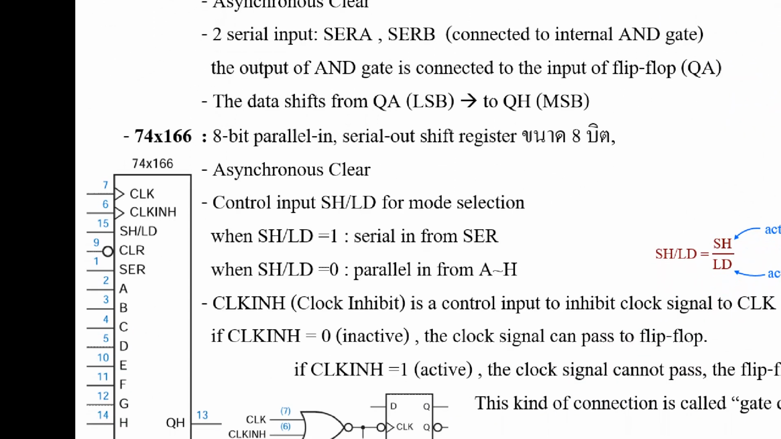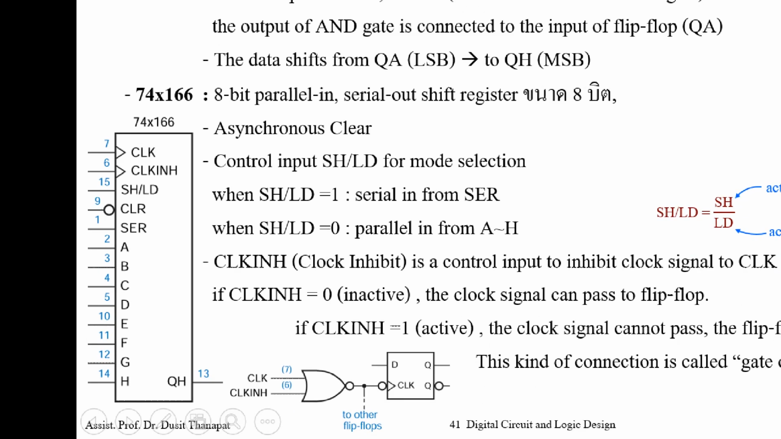And for this chip register, this one is 0 out, and it can be used as shift mode or load mode. If you use shift mode, the data will be read from the serial input. But if you use load, the data will be read from this 8-bit input A, B, C, D, E, F, G, and H at the same time.